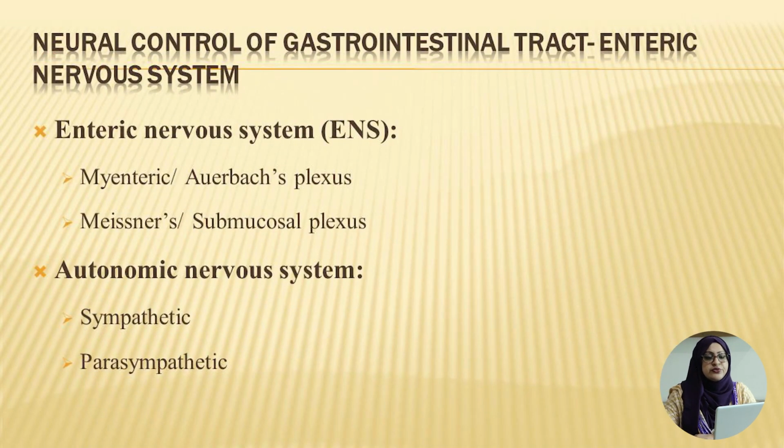Coming to the neural control of the gastrointestinal tract, which is also called the enteric nervous system. It consists of two parts: the myenteric or Auerbach's plexus, and the Meissner's or submucosal plexus. The gastrointestinal tract is also controlled by the autonomic nervous system, which includes the sympathetic and parasympathetic.